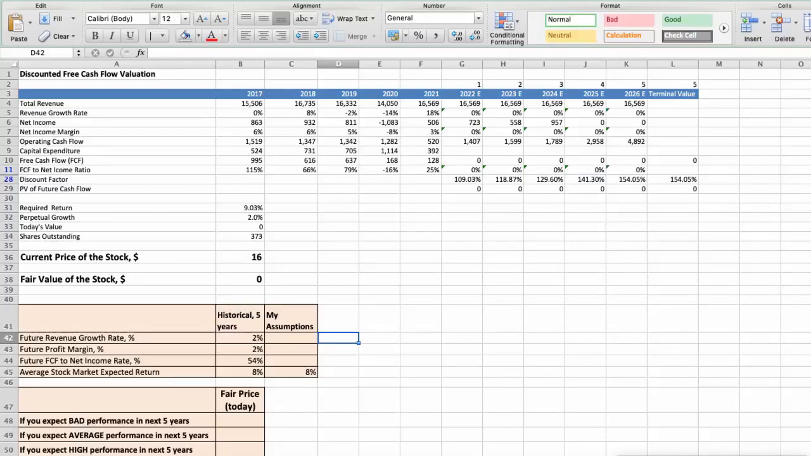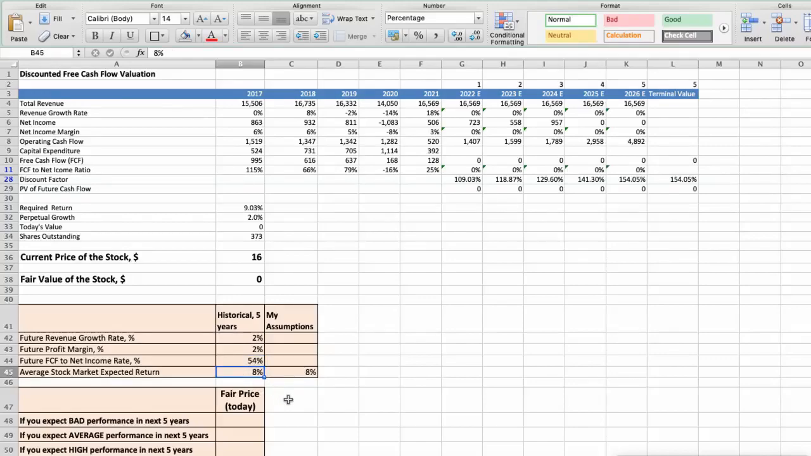This spreadsheet contains some financial data that we will use for the stock valuation. We see that the average revenue growth rate of the stock has been around 2% per year, for last 5 years. We see that the average profit margin of the stock has been around 2% per year, for last 5 years. Also we see that the average free cash flow to net income rate of the stock has been around 54% per year, for last 5 years. And we expect 8% per year average stock market return.